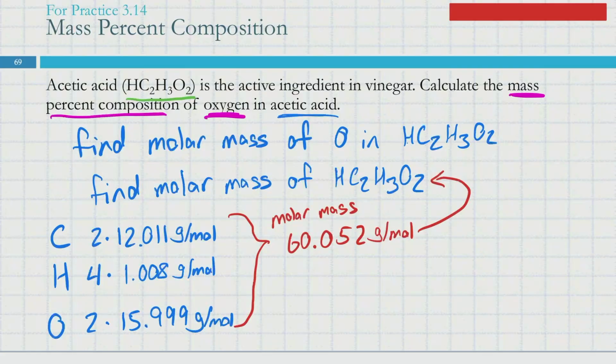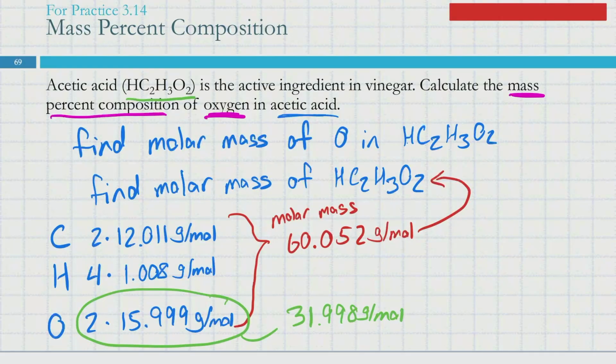And what would be the mass of just the oxygen in 1 mole of the compound? How many oxygens do we have? We've got 2 oxygens, so we're going to take just this bottom line, this 2 times 15.999. So 31.998 grams of oxygen per mole of HC2H3O2.